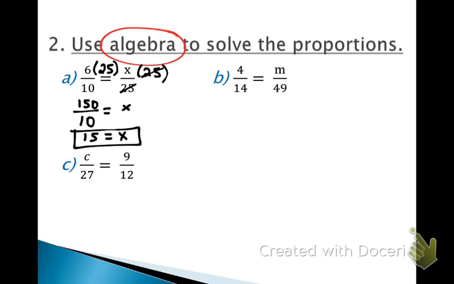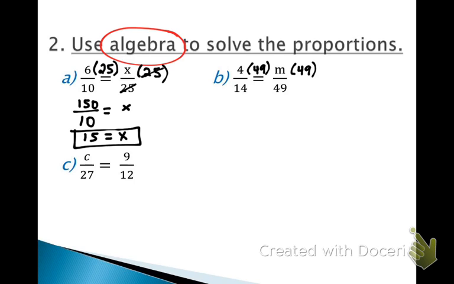Let's go over to problem B. The whole goal is to get what by itself? M by itself. Kayla, what's not allowing M to be by itself? 49. Not just 49. What sign goes with that? Divide by 49. What's the opposite of divide by 49? Multiply by 49. What I do to one side, I have to do to the other. So go ahead and do this on your own and see if you can find what M equals.